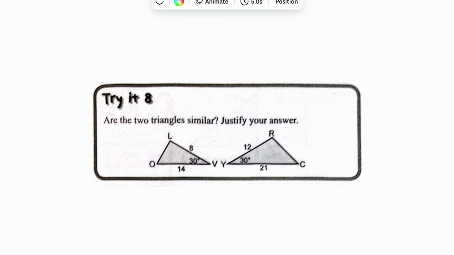Okay? And for you to practice your brain, you can try this example and I want you to justify your answer. So find out how these two triangles are similar.